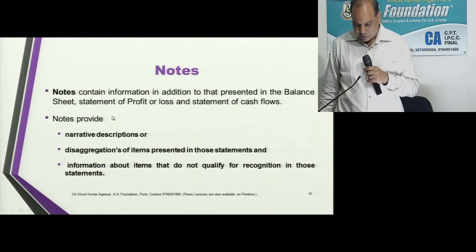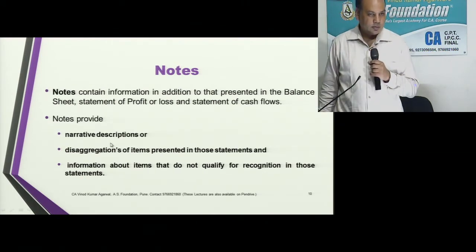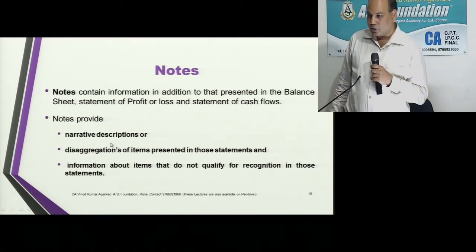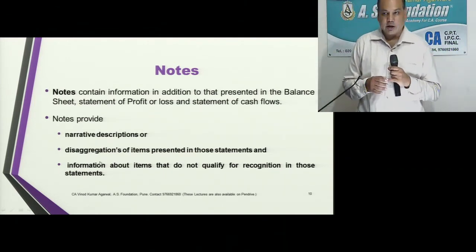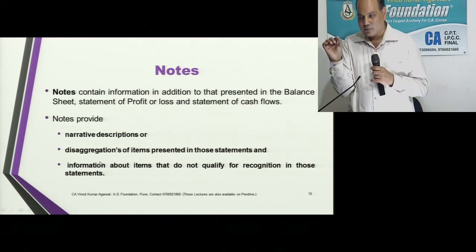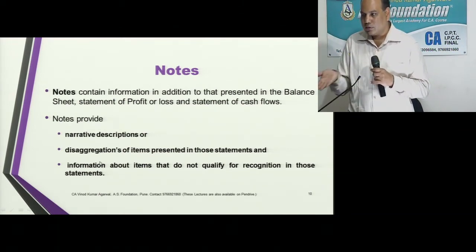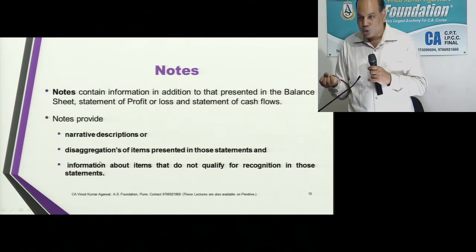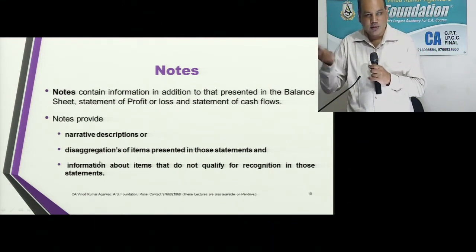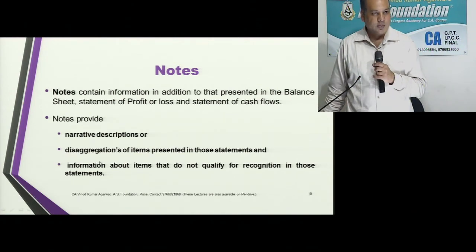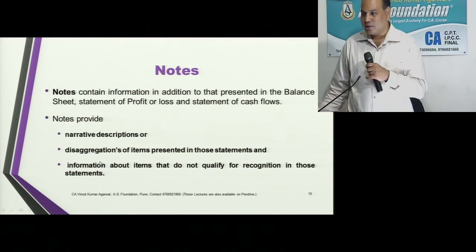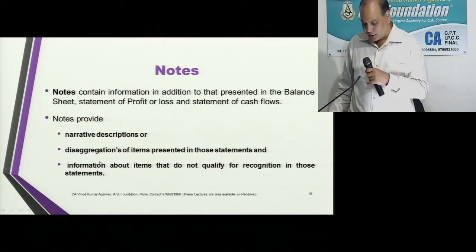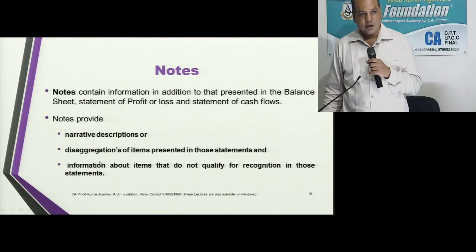What is the information given in notes? Narrative description. Narrative, no calculation. Example, accounting policies. Then disaggregation. Disaggregation means the details. For example, the balance sheet shows fixed assets. And where is the detail? The detail is in the notes to account. There is a note on fixed assets: opening balance, purchase, sale, closing balance, depreciation, impairment. Tangible assets, intangible assets, assets owned, assets on lease. That is the disaggregation of the item presented in the financial statement.